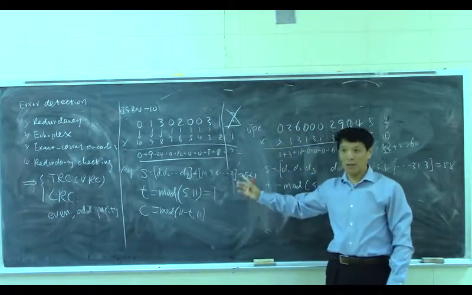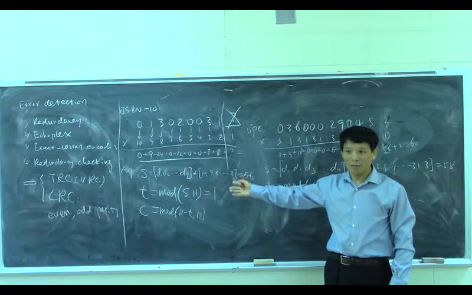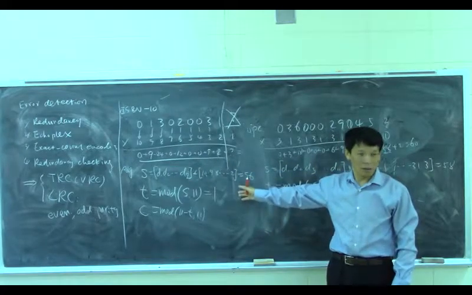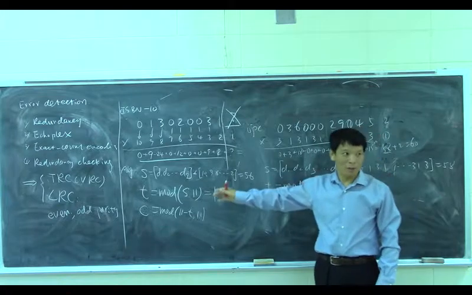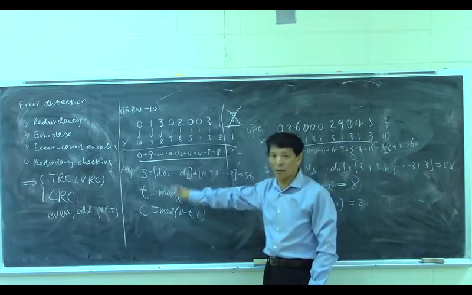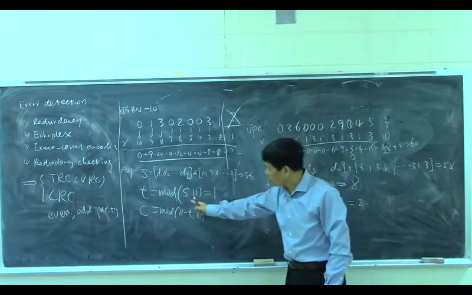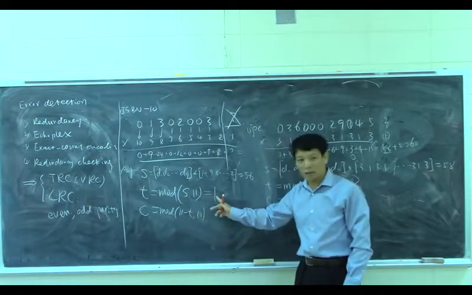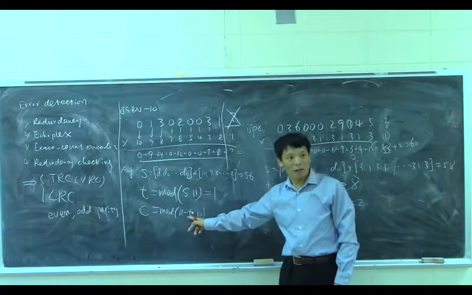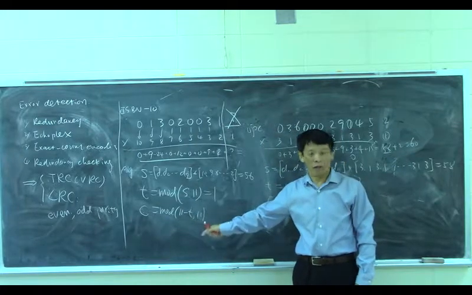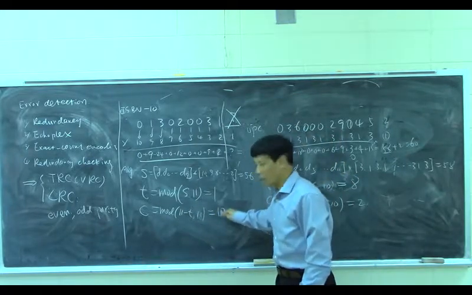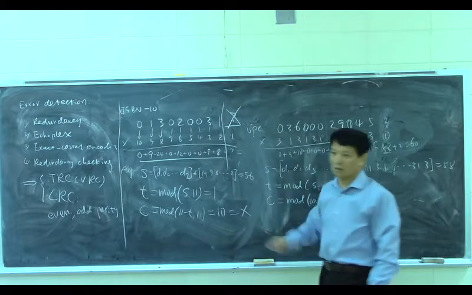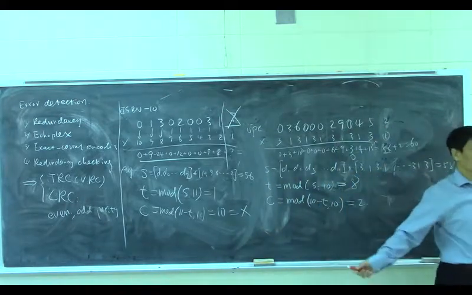Okay, 56 plus 10 equals 66. The computer, not easy to do this. This is too complicated, so the computer can only do it step by step. First, find the remainder, 1, then use 11 minus this remainder, which equals 10, then 10 divided by 11, the remainder equals 10, right? So this equals X. That is how the algorithm works.